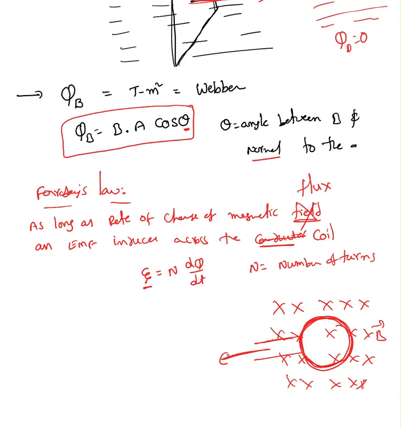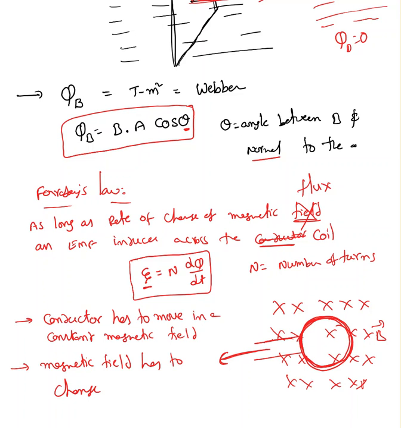Now if I move this conductor in one direction, what happens? The magnetic flux is always changing. So whenever we are moving this, there is a rate of change of magnetic flux. As long as either the conductor is moving in a magnetic field, or the magnetic field is changing, or the magnitude of the magnetic field is changing, then there is an EMF induced across that conductor or across that loop. So there are two ways to induce EMF. One is that the conductor has to move in a constant magnetic field. Another way is that the magnetic field has to change. As long as there is a rate of change of magnetic field, there will be an induced EMF.